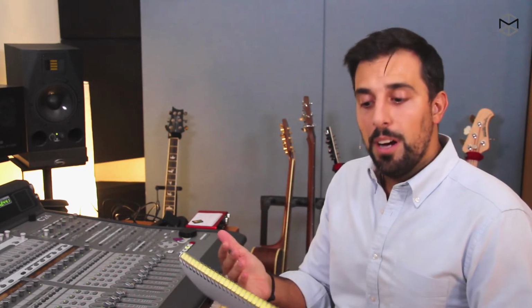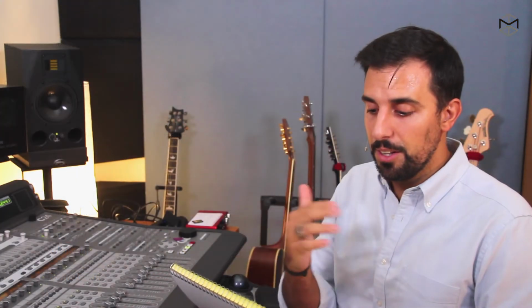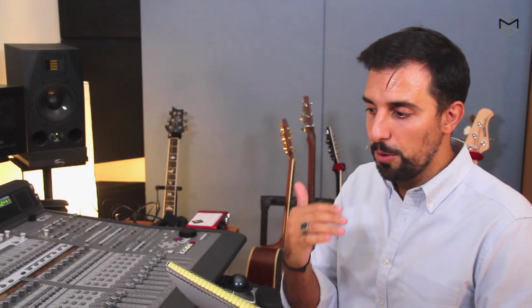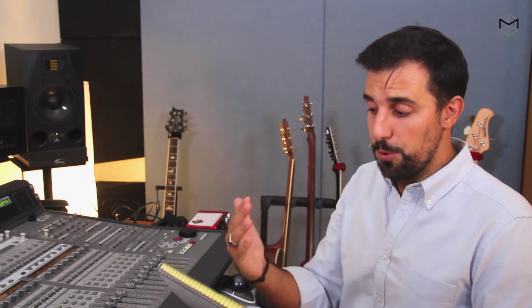For the space pair, where we use two ribbon R22s, I sent them into the TG2, which does a great job. I think the combination between ribbon microphone and the Chandler creates a very deep sound of our drum kit. Considering that the overheads have been placed 4 feet above the drum kit, the TG2 does a great job in not accentuating a lot of the harshness of the cymbals, but bringing up a lot of the sound of the drums.